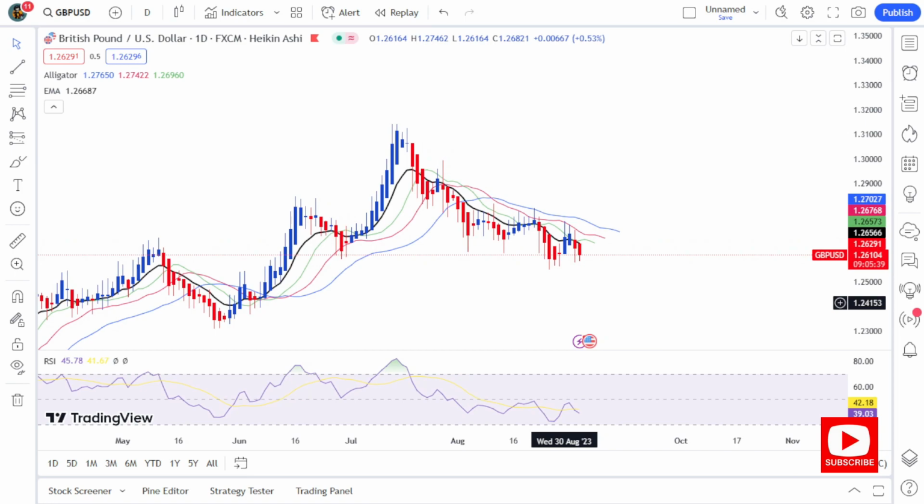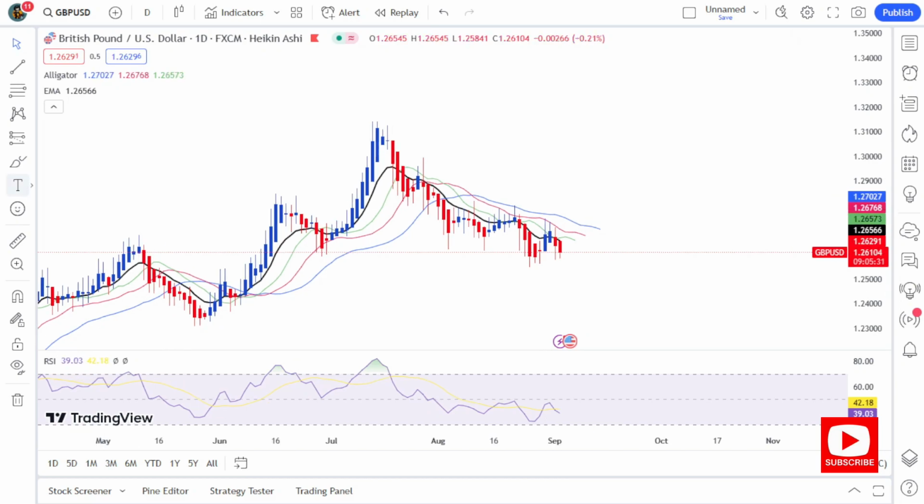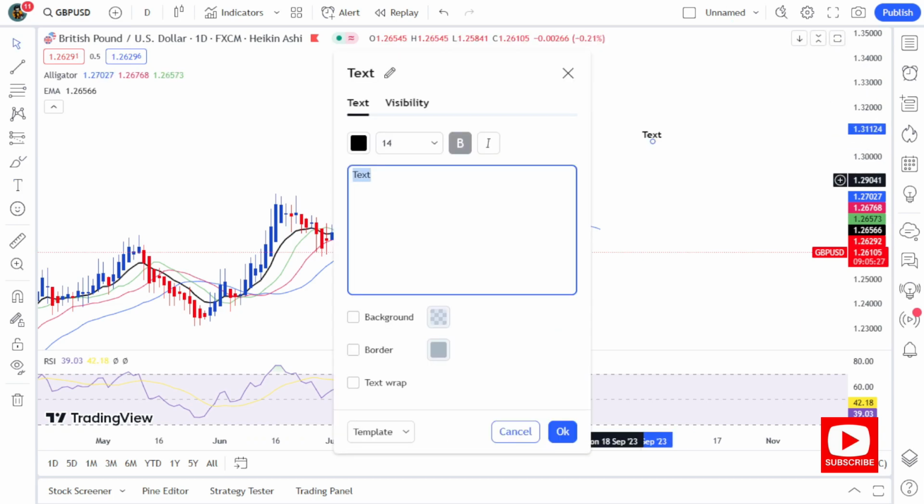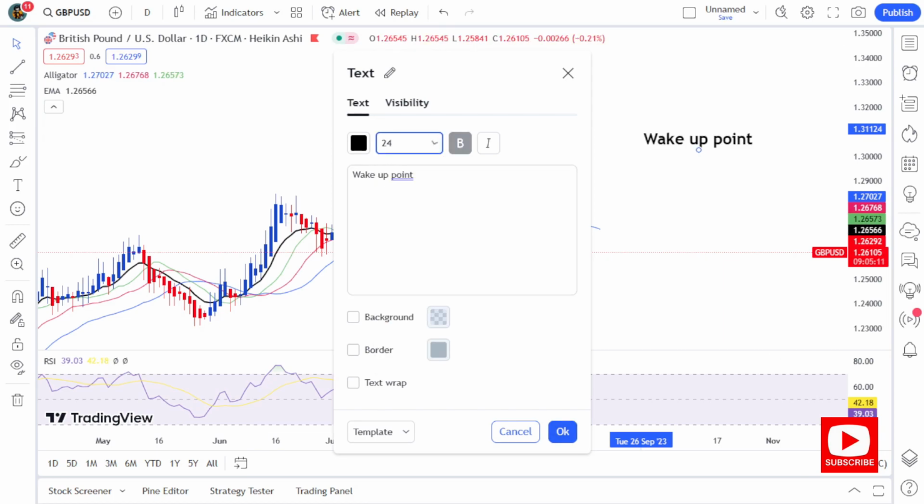Now, to come up with the concepts of this ultimate strategy, first, there are two case studies that we are going to look out for. Now, the first case study is what I call the wake up point. That is going to be our first case study in this strategy.